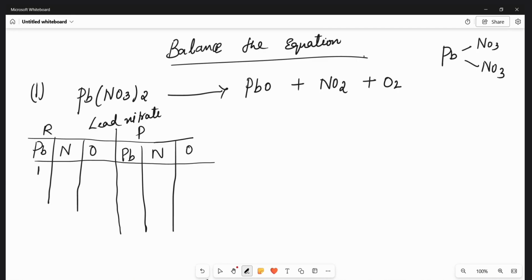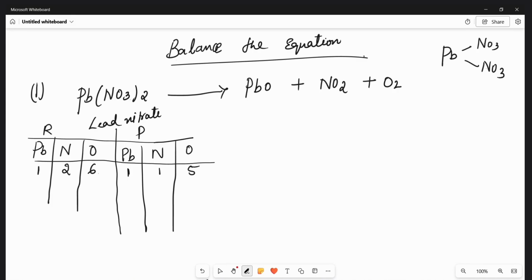If you count nitrogen, how many is there? 1 plus 1, 2. Oxygen 3 plus 3, 6. So here also you have one lead, nitrogen 2, and oxygen 6. 3 into 2, 6. Here you have one lead, nitrogen 1, oxygen how many are there? 2 plus 2, 4, 4 plus 1, 5. Now nitrogen, here it is 2, here it is 1, correct?